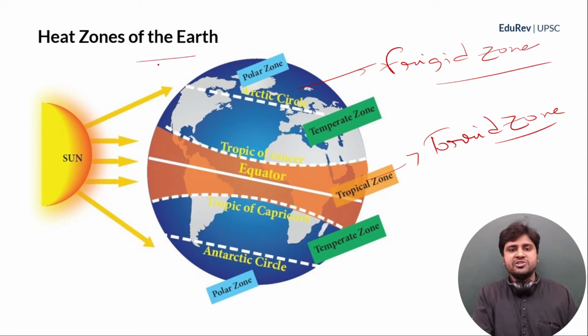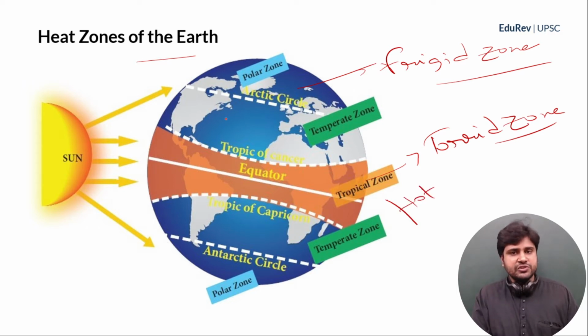So, these are the major heat zones of the Earth. So, what exactly happens here? As we know, the Earth is inclined. The Earth is not sitting perfectly straight, the Earth is inclined. So, the tropical zone receives vertical rays from the sun. It receives most of the solar radiation. So the tropical zone is hot.